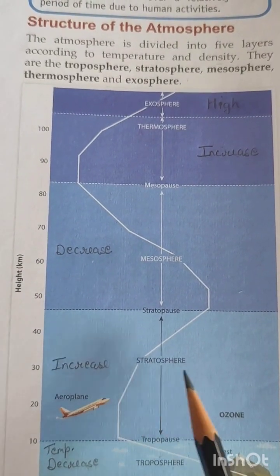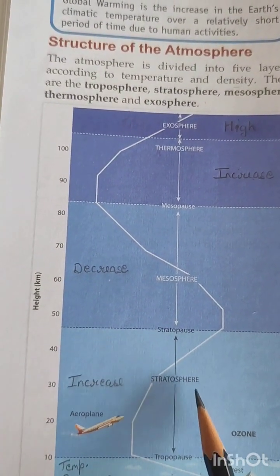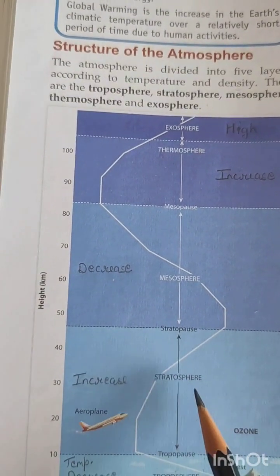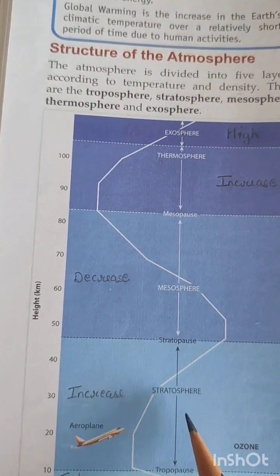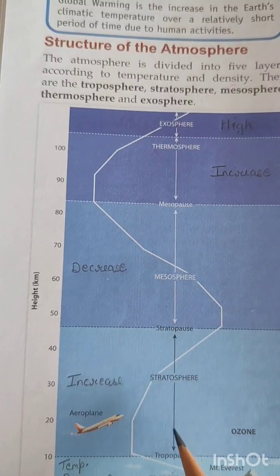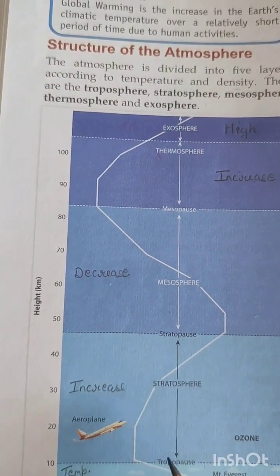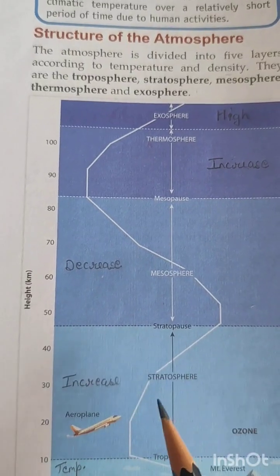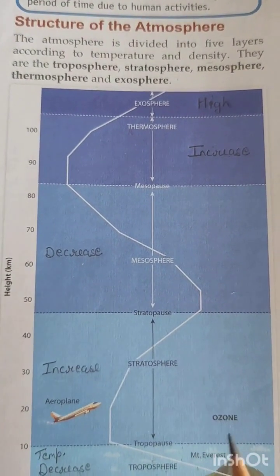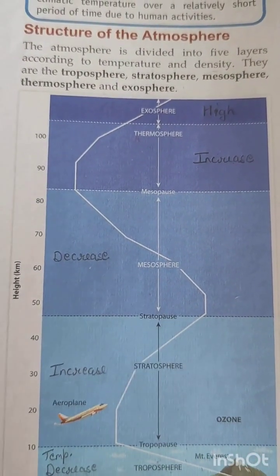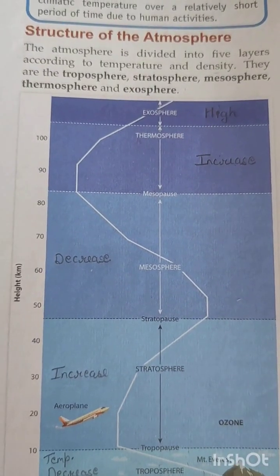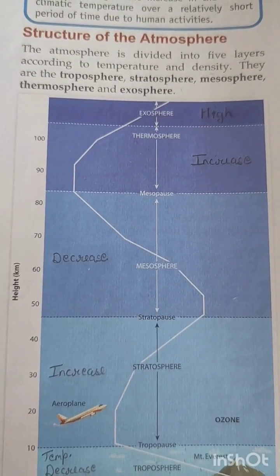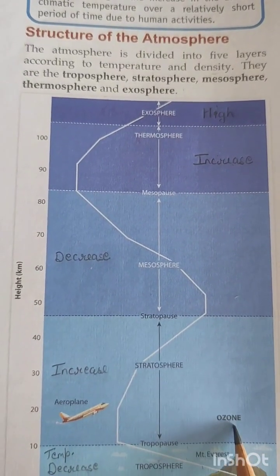Second layer, stratosphere. The layer that lies above the troposphere is the stratosphere. Its average height is about 50 km above the earth's surface. Here no weather phenomena occur. It's a calm zone without any weather disturbance, no clouds, nothing. So it is best suited for flying aeroplanes.